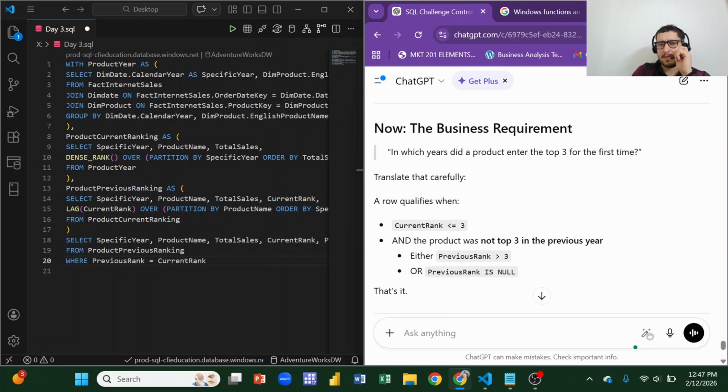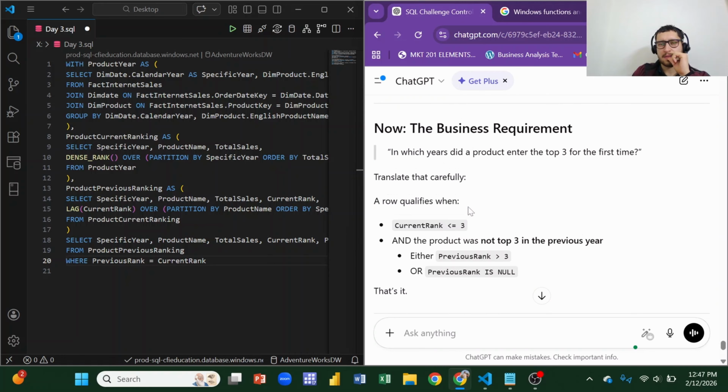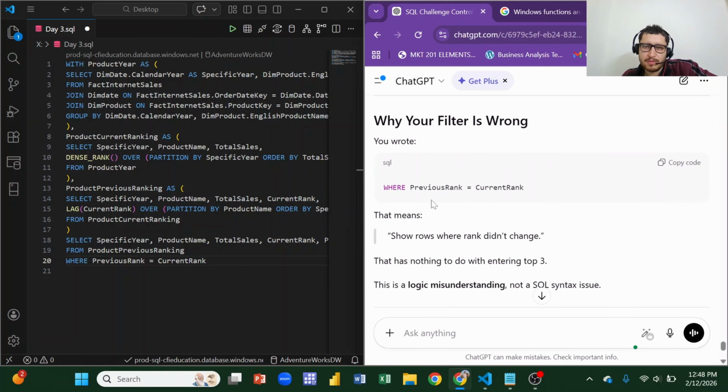A row qualifies when the current rank is less than or equal to 3 and the product was not top 3 in the previous year, meaning either the previous rank is greater than 3 or the previous rank is null. That's it. Now this was the business requirement: a product entering the top 3 for the first time. Why is filtering on equals wrong?